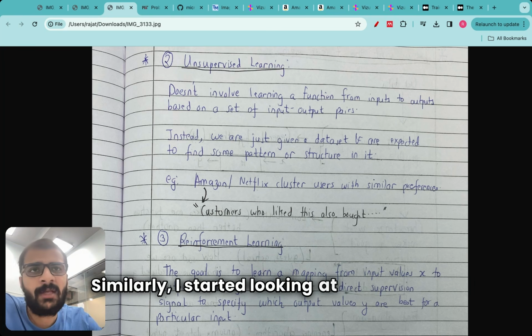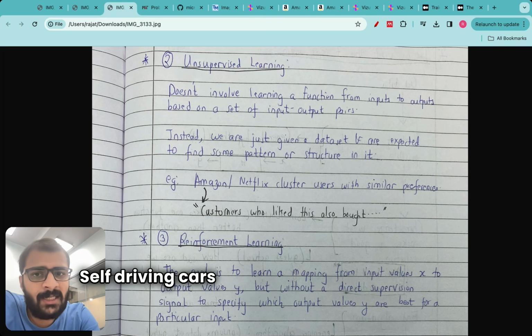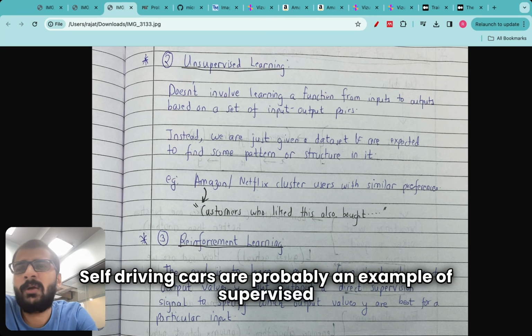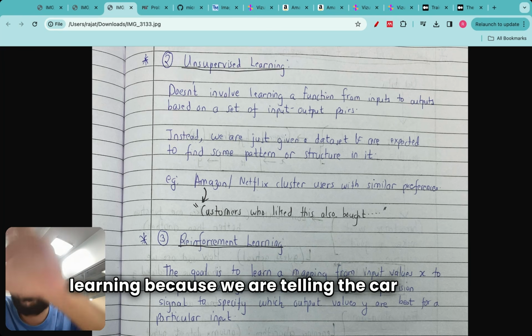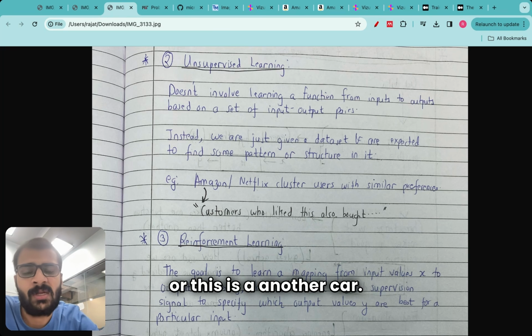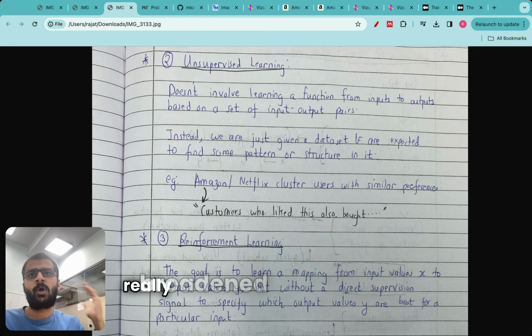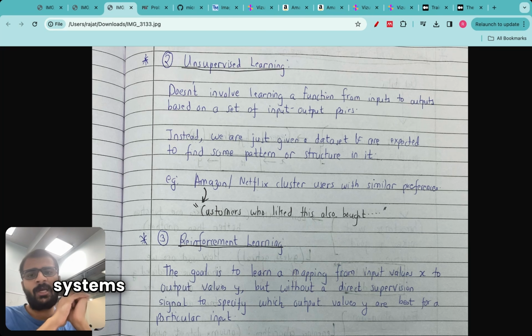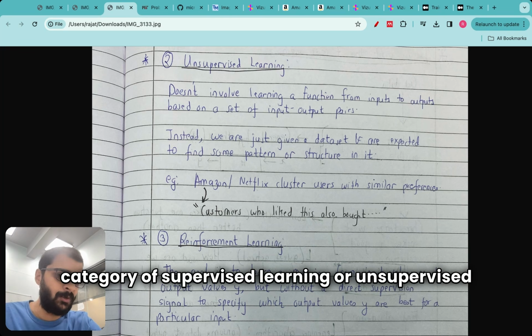Similarly, I started looking at every single thing around me, like self-driving cars. Self-driving cars are probably an example of supervised learning, because we are telling the car when it sees an image that okay, this is a pedestrian or this is another car. So then these definitions really broadened my perspective, and now I'm still thinking when I see systems around me whether they come under the category of supervised learning or unsupervised learning.